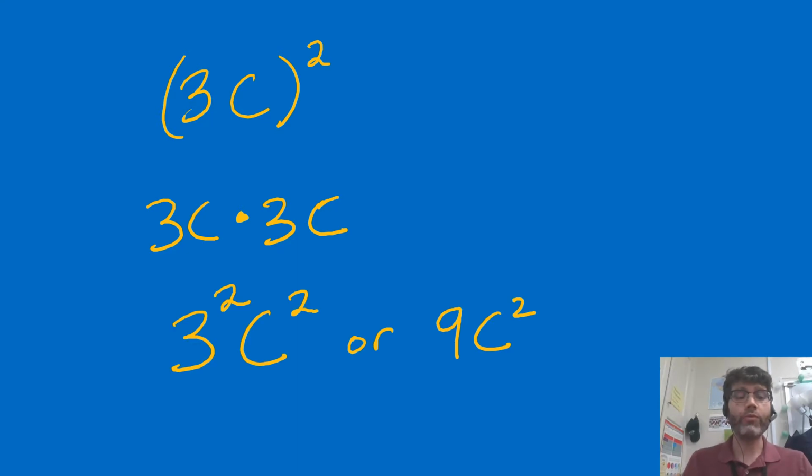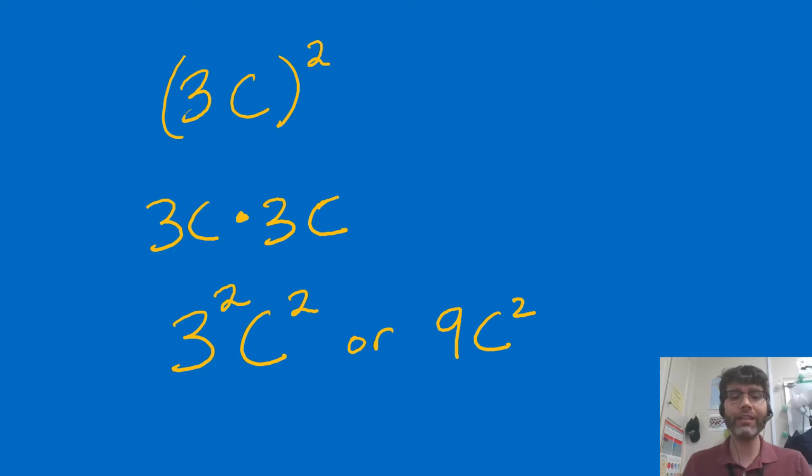So we could rearrange 3c times 3c as being 3 squared times c squared, because 3 times 3 is what's happening and c times c is what's happening. You could leave it as 3 squared c squared, because that's what we're doing, we're simplifying. Or if you want to, since 3 squared is such an easy number to actually evaluate, you can do so. So 9c squared is another perfectly good answer.